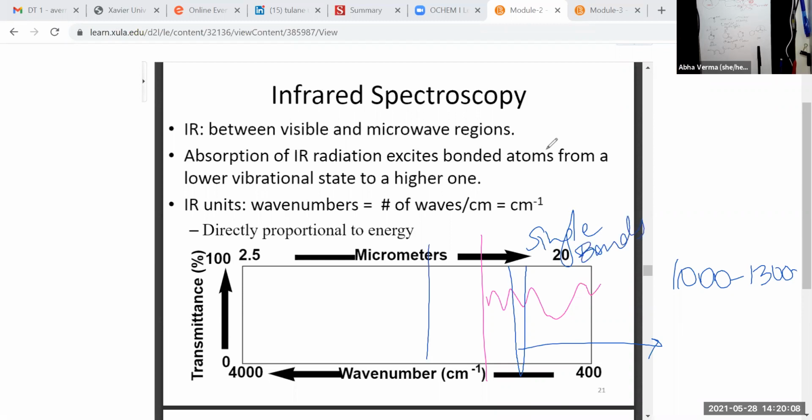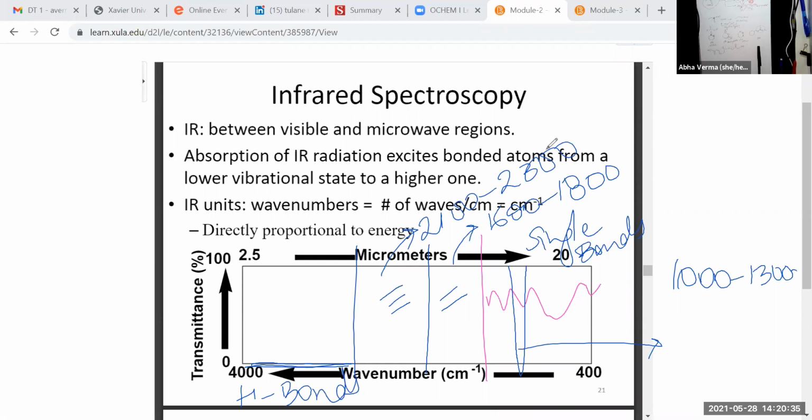The next region is for your double bonds. This is between 1600 to 1800. Next is your triple bonds, which is between 2100 to 2300. And the last part is the hydrogen bond.